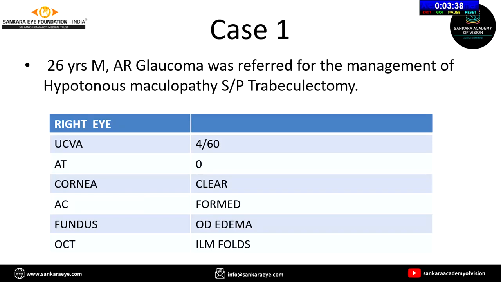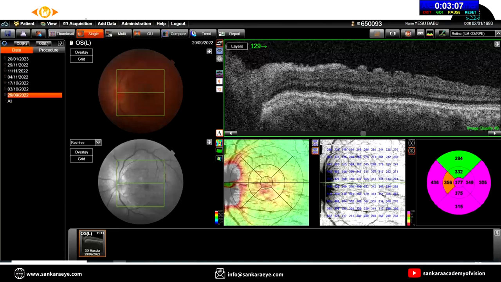This 26-year-old male patient, who is a physical trainer, came with angle closure glaucoma, and he underwent trabeculectomy for the uncontrolled pressures. Two weeks after trabeculectomy, the pressure was again high, so my colleague did laser suture lysis. After that, the pressure suddenly came down to 0, and there was decreased vision. Vision dropped from 6/18 to 4/60. Cornea was clear, AC was well formed, but there is a disc edema, which was shown here, and macular folds were also there, and the macular thickness was increased to 377 microns.